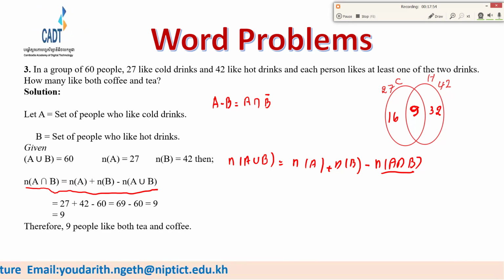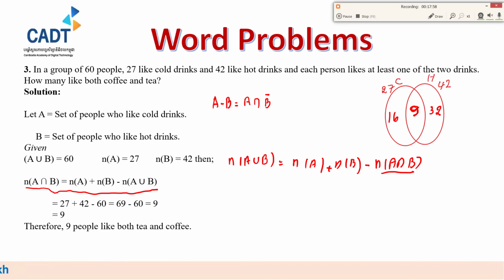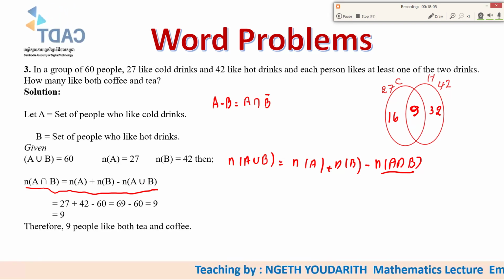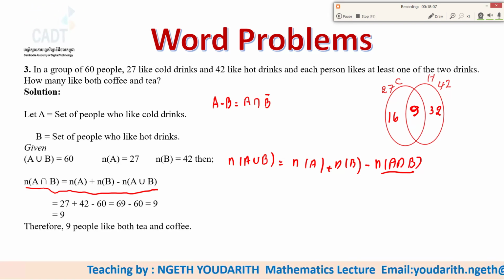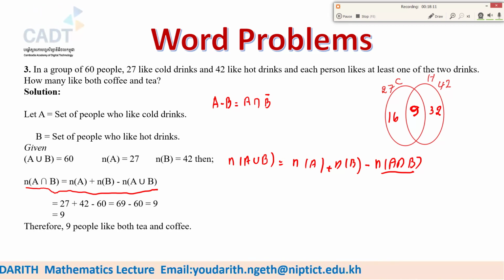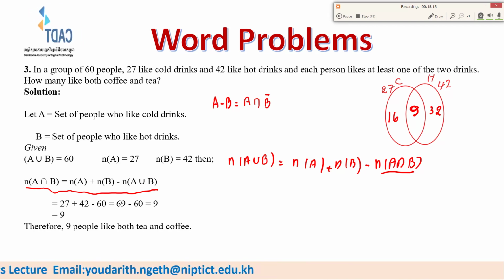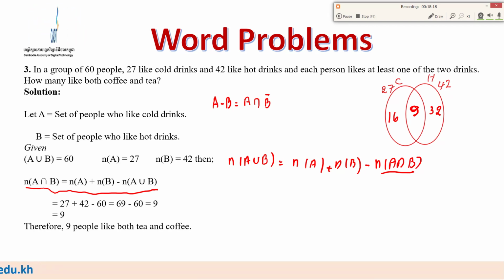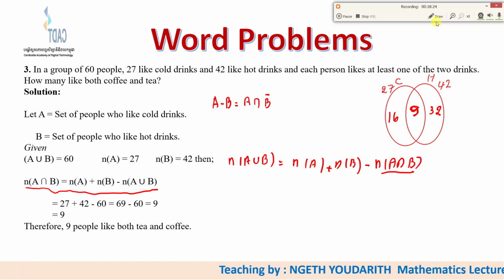But in this case, we just need to find only both cold drink and hot drink. Cold drink is the coffee or something, hot drink or everything. So this is the tea and the coffee. It means the intersection between the cold drink and the hot drink.